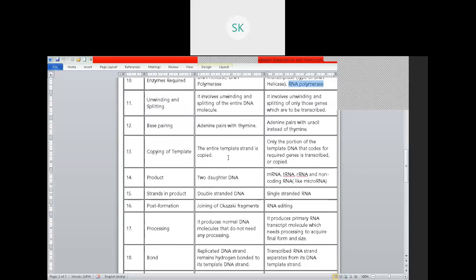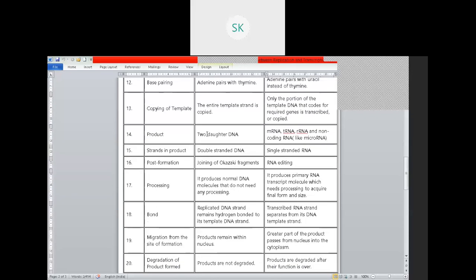So here in the DNA replication process, the entire template, the entire parental strand, will be copied. But in the transcription process, only genes, a functional gene sequence, will be transcribed. So not the entire DNA will be transcribed. Only a gene sequence will be transcribed or copied.